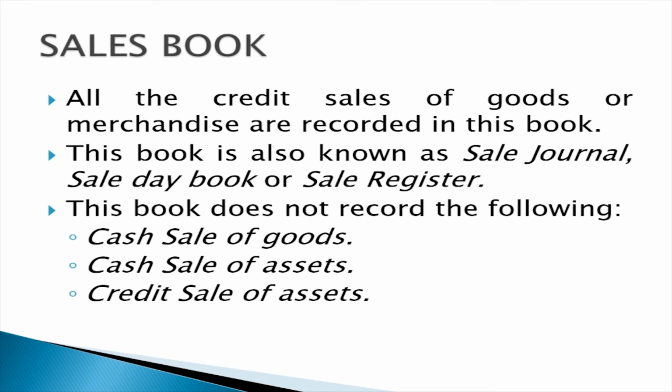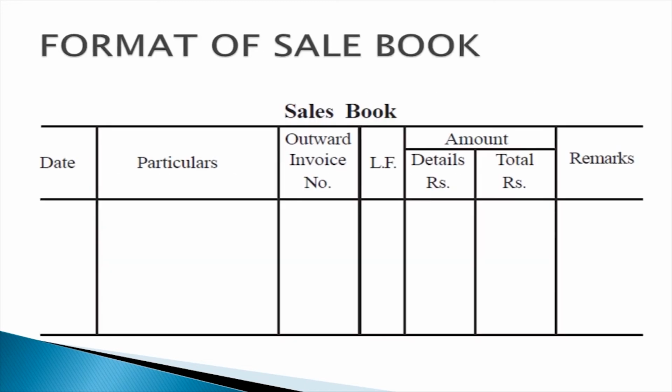To know more about the sales book, let's discuss its format. And what are the different possible columns in the sales book? The first column is date column. It represents the date on which the transaction took place. Particulars column includes the name of the buyer and the particulars of goods sold. Outward invoice number column reveals the serial number of the outward invoice.